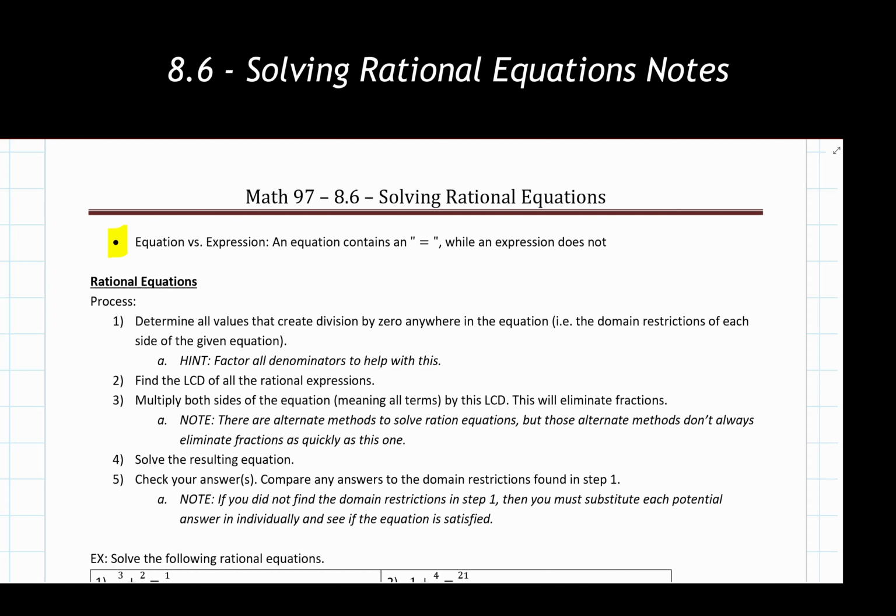Now diving into the actual meat of this section, where we're actually solving rational expressions or rational equations. And see, there I go messing the words up. Rational equations. There we go. So I have a recommended process here. And as with all of the processes that I try and present to you, there are alternatives. But I've tended to find that this method works great for a lot of people.